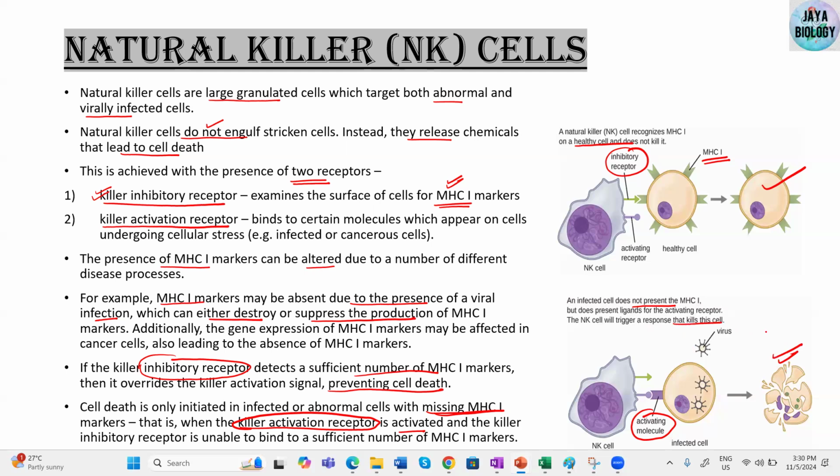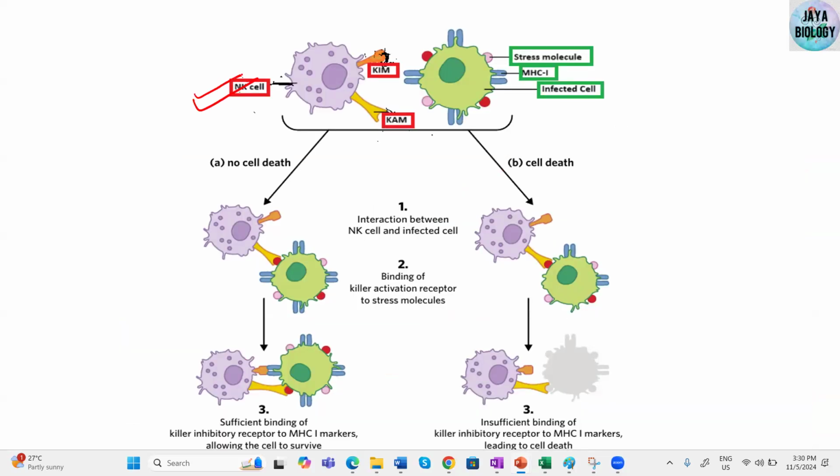Let me explain with another diagram. Try to understand. See, this is your natural killer cell. This is the inhibitory receptor. Please focus. This is the inhibitory receptor and this is the activating receptor. This is a target cell. So first, the natural killer cell will interact with the target cell. Now, the activating receptor will bind to the stress molecule, you can see here labeled, this is the stress molecule. If now the inhibitory receptor is able to bind with MHC1, see here this is MHC1, if the inhibitory receptor is able to bind with MHC1, it means the cell is allowed to survive.